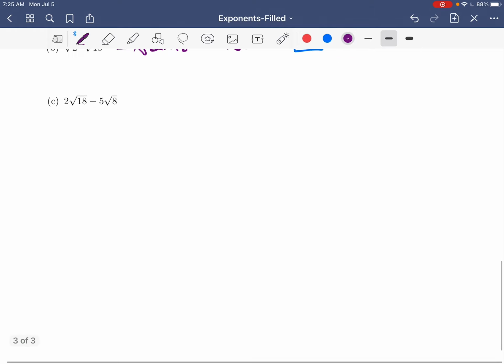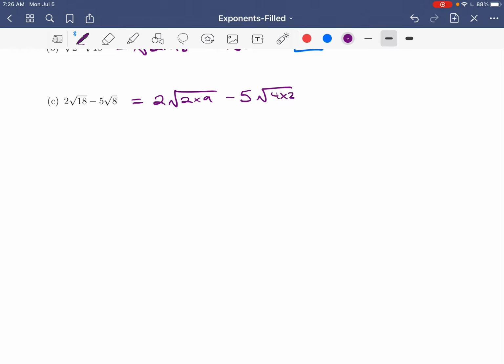Now this one is a bit trickier. I can actually simplify this even though the roots are different. So I have 2 root of 18 minus 5 root of 8. What I'm going to do is break both of them down. Like I said before, 18 I could write as 2 times 9, and 8 I could write as 4 times 2. Again, both of these are nice perfect squares, so they're going to become integers.